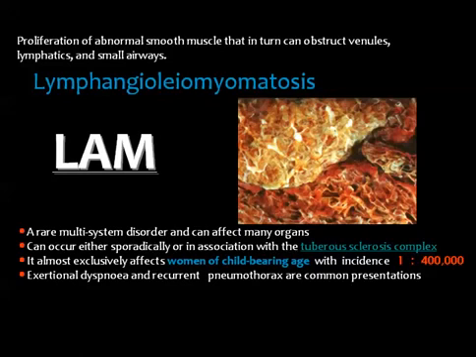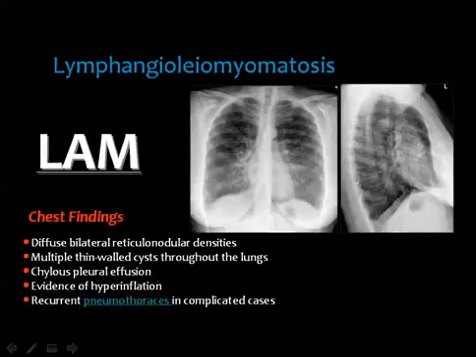lymphangioleiomyomatosis, which is almost confined to females in the childbearing period. And this disease is a multi-system disorder. And it is intimately related to tuberous sclerosis, I will mention that in just a moment. The underlying pathology is proliferation of the smooth muscles that can obstruct the venules, lymphatics, and the small airways, resulting in areas of air trapping.